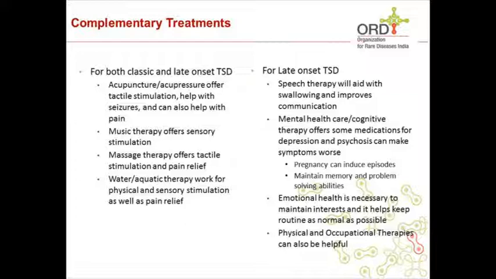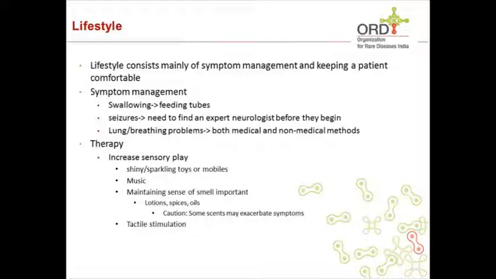Complementary, non-medical treatments include therapies to stimulate cognitive function and manage pain. These therapies can include acupuncture, as well as music, massage, and aquatic therapy. For late-onset Tay Sachs disease, PT and occupational therapy can also be helpful, as well as mental health counseling. There are some medications that can be used to treat seizures and major mental health concerns. In addition to complementary therapies, those living with Tay Sachs disease should include in their lifestyle routines that work to improve cognitive stimulation and the management of their symptoms. Again, there are tools and equipment to help with this.